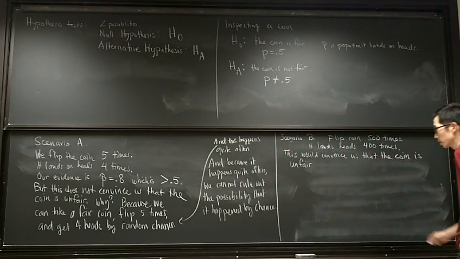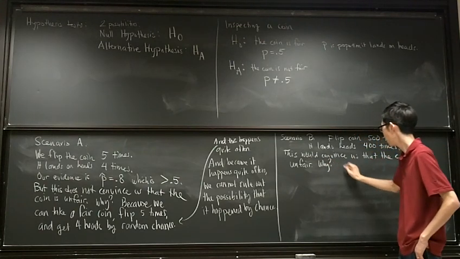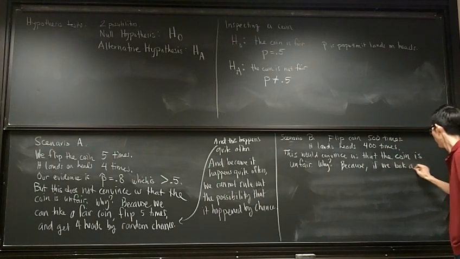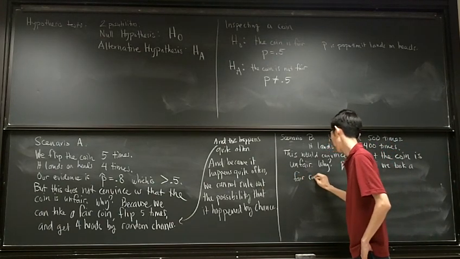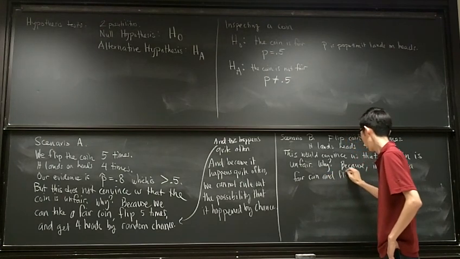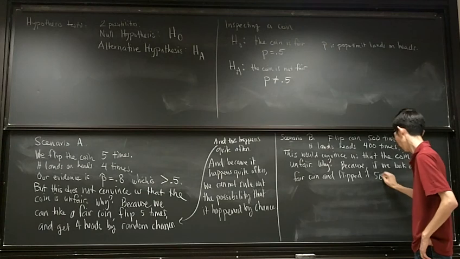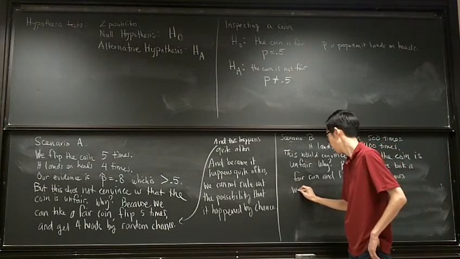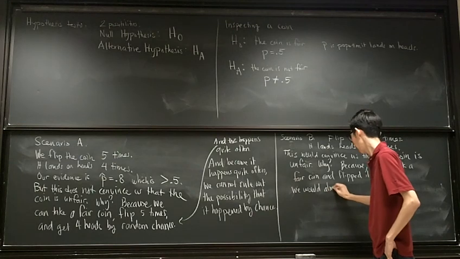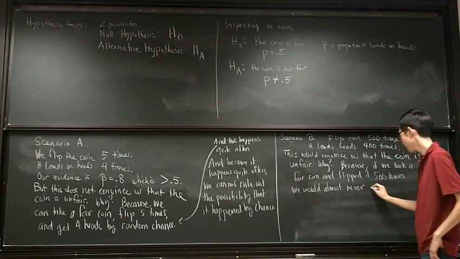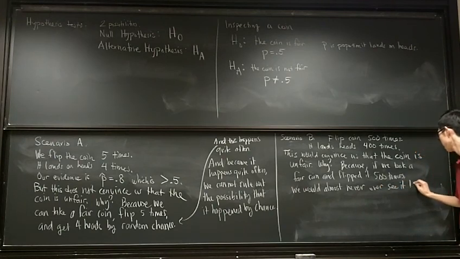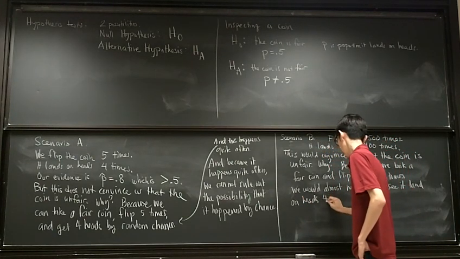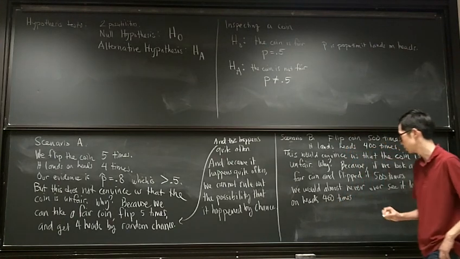Why? Okay, because if we took a fair coin and flipped it 500 times, we would almost never ever see it land on heads 400 times, just by random chance.